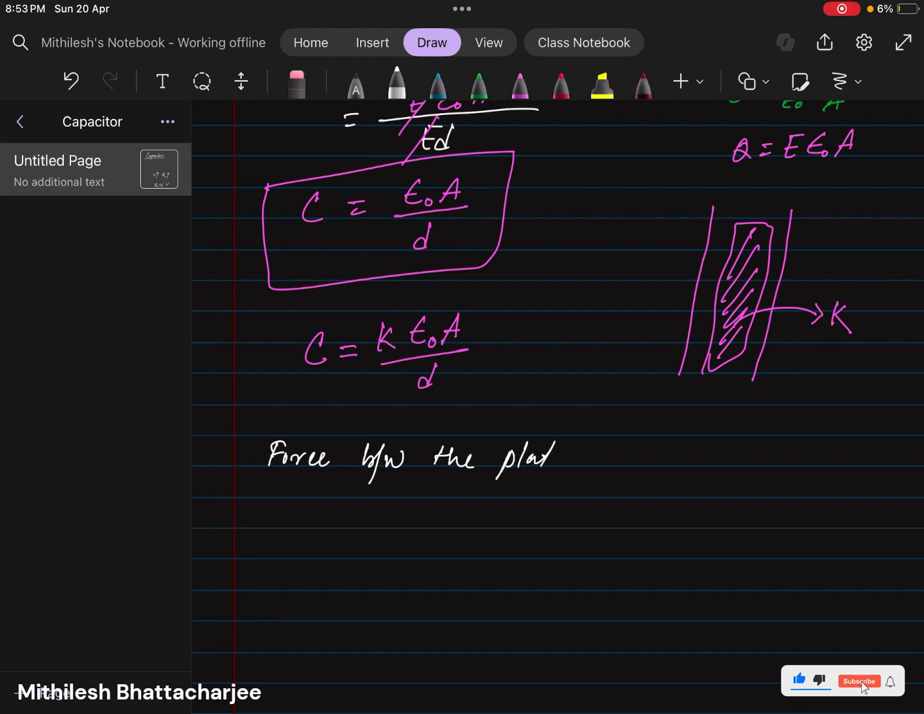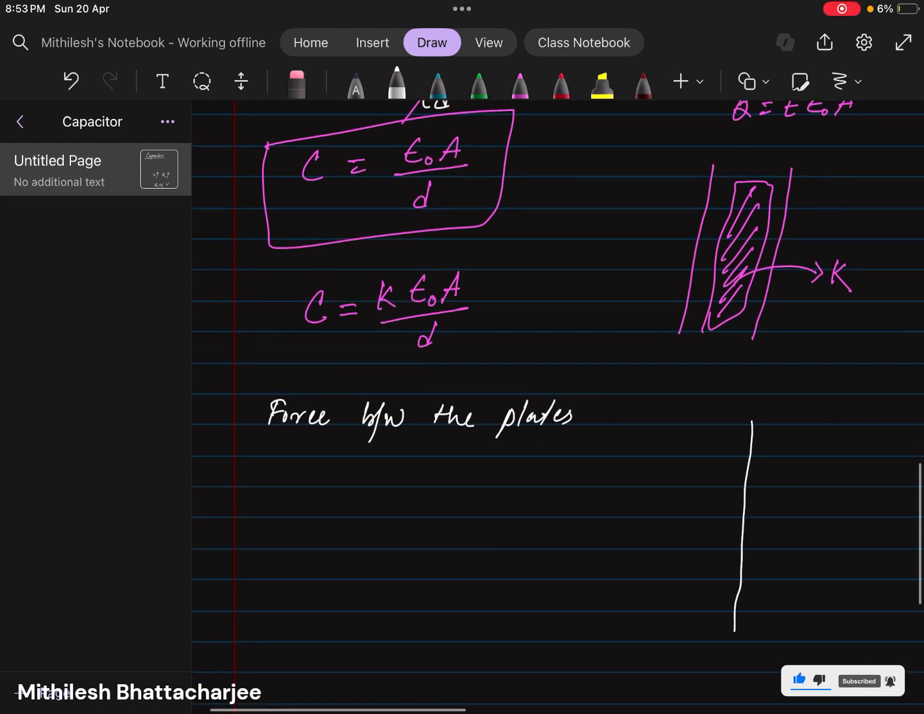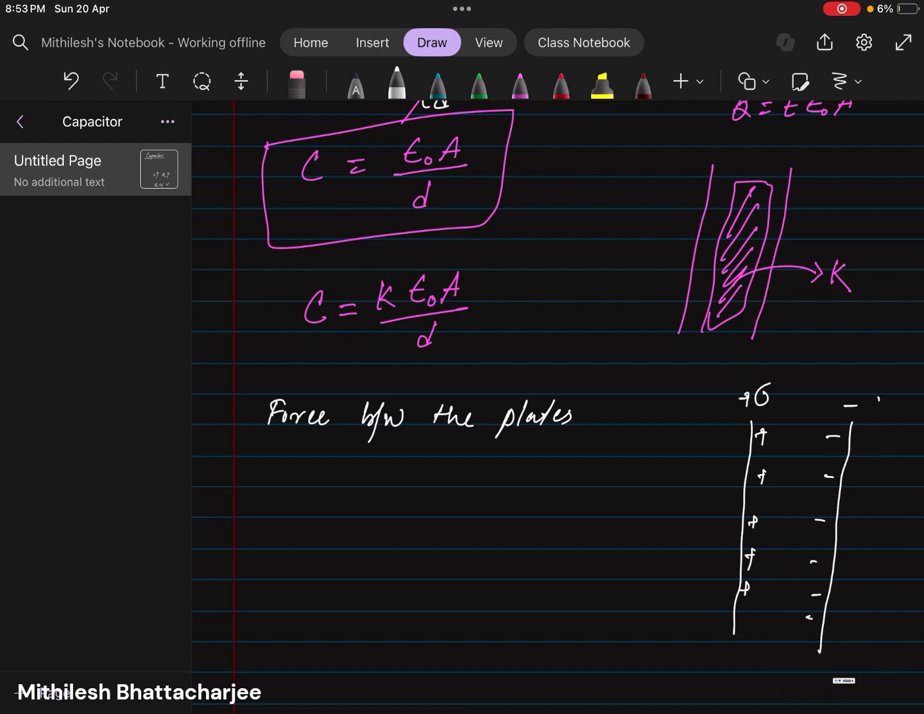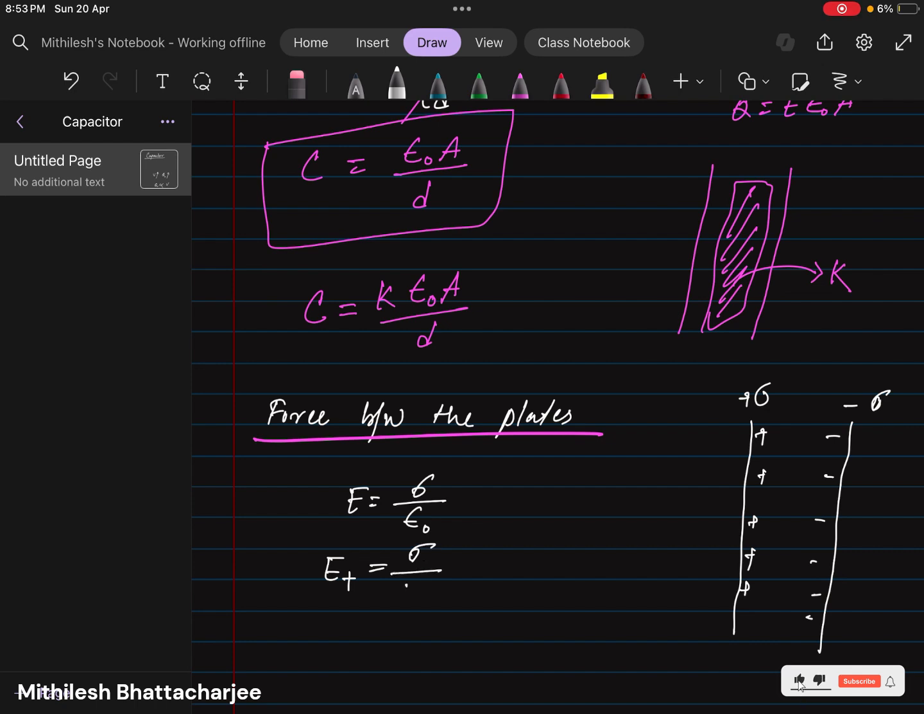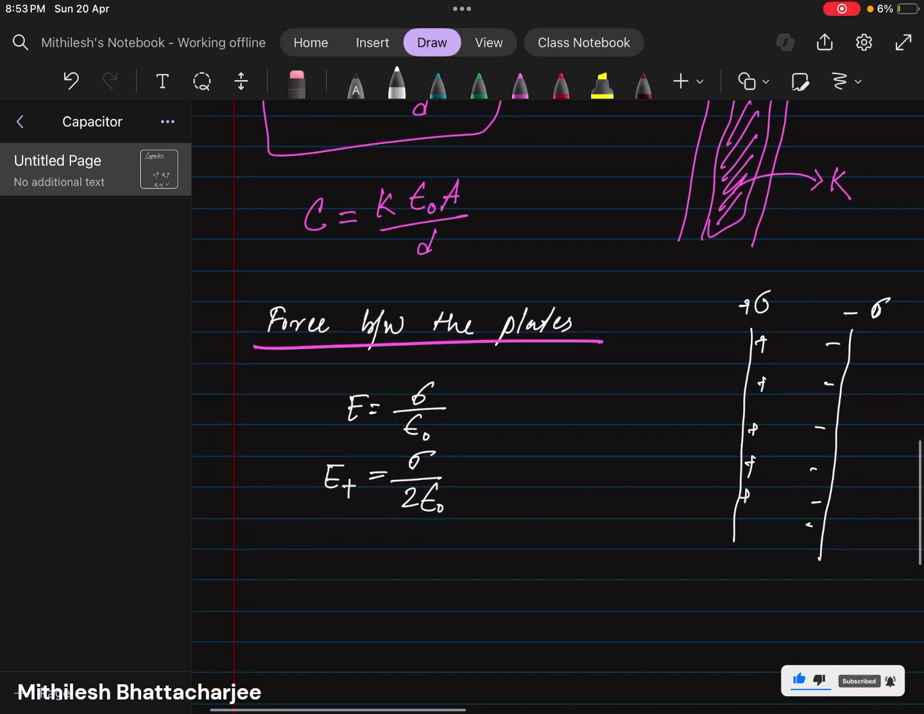Now we have to find the force between the parallel plates. So this is the positive plate, this is the negative plate. This is plus sigma, this is minus sigma. The total electric field is sigma by epsilon naught. So the electric field due to the positive plate will be sigma by 2 epsilon naught. Then force is Q into E, so Q sigma by 2 epsilon naught will be the force.